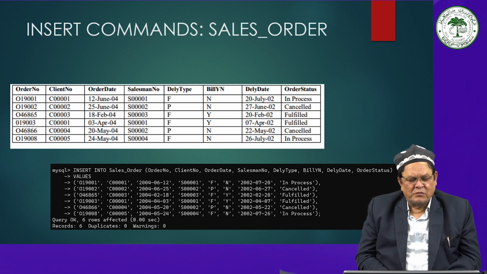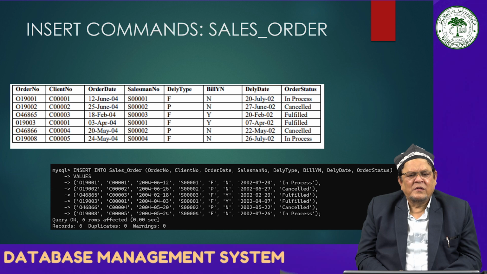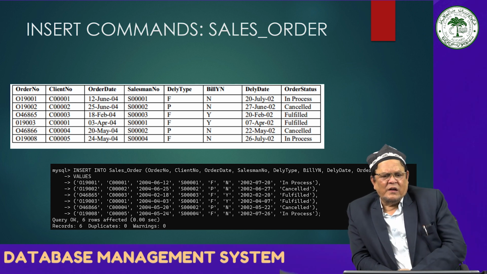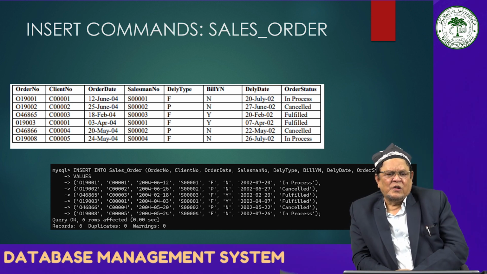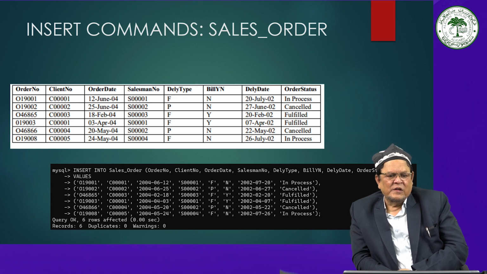How will you insert? In MySQL, you have to write insert into sales order, with the attribute names: order number, client number, order date, salesman number, delivery type, delivery date, bill number, and then the attributes are given. Then you have to write values, and within brackets, one set of values for one row. It means here you have to enter the 6 values.